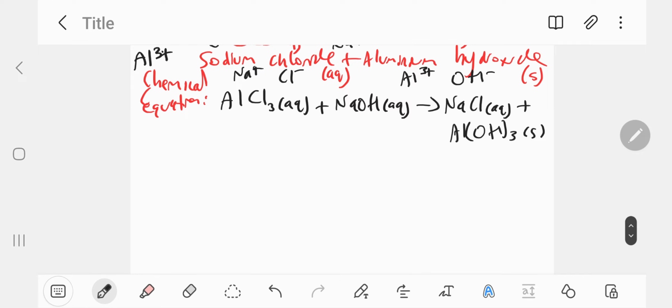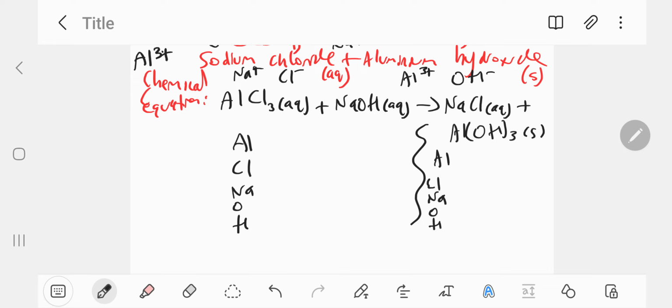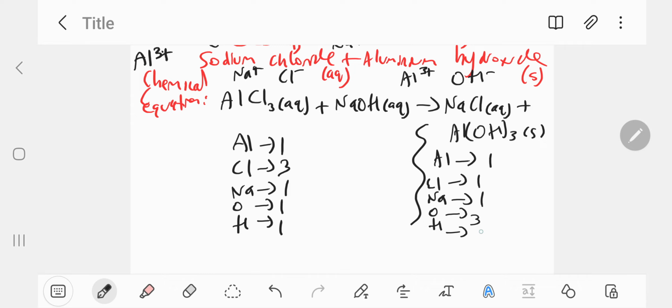Okay, chemical equation. Is it balanced? Let's see. AlCl3, NaOH. Same thing on the right hand side. There's 1 aluminium, there's 3 chlorine, 1 sodium, 1 oxygen, 1 hydrogen. And on the right, 1 aluminium, 1 chlorine, 1 sodium, 3 oxygen, and 3 hydrogen.